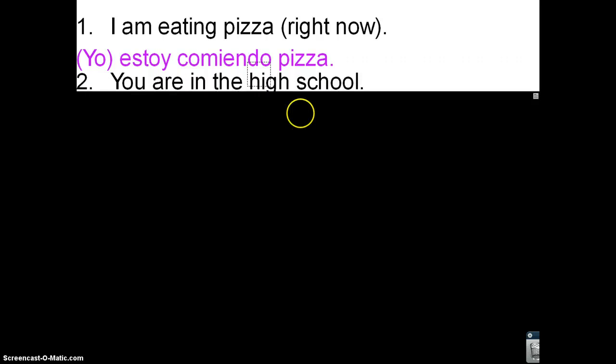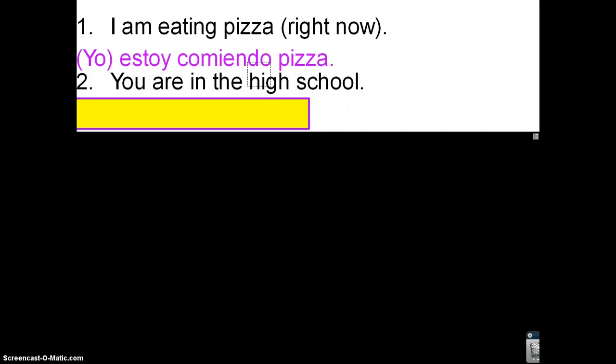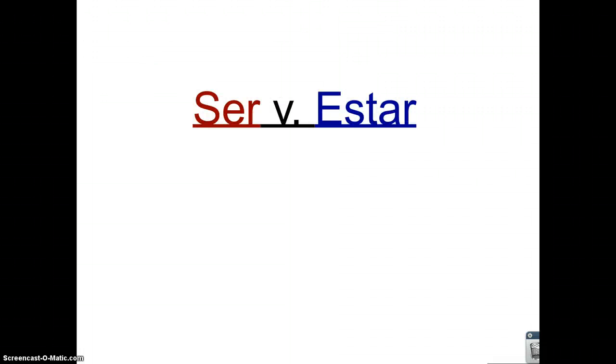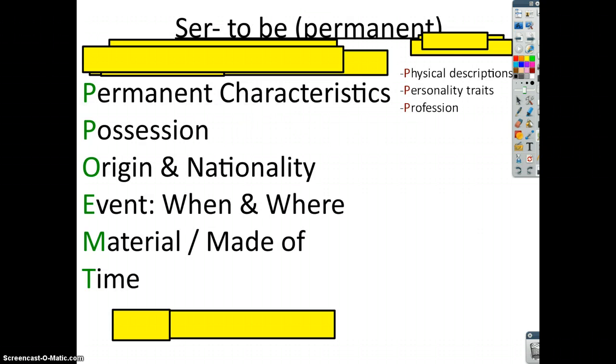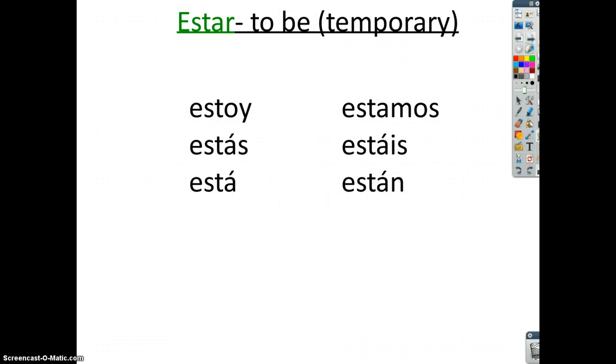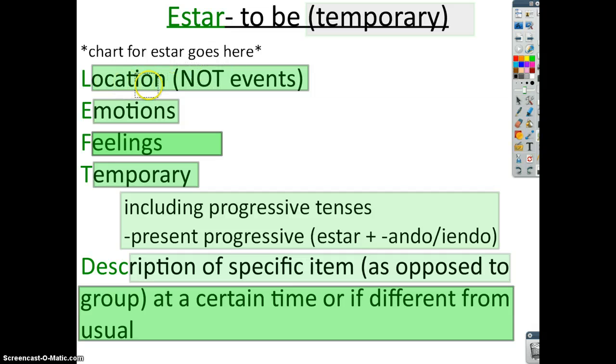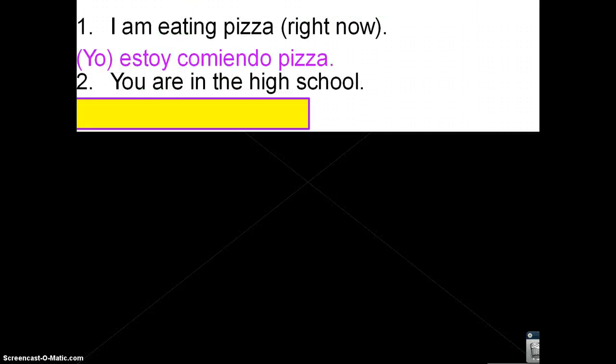You are in the high school. Whenever you say is or are, you have to ask yourself ser or estar. Well, let's go to our ser and estar notes. To say where someone or something is located, I don't care if it's permanent versus temporary, because keep in mind you can't think that way anymore. You have to think reasons. So if you're giving a location of something, as long as it's not an event, we need estar.